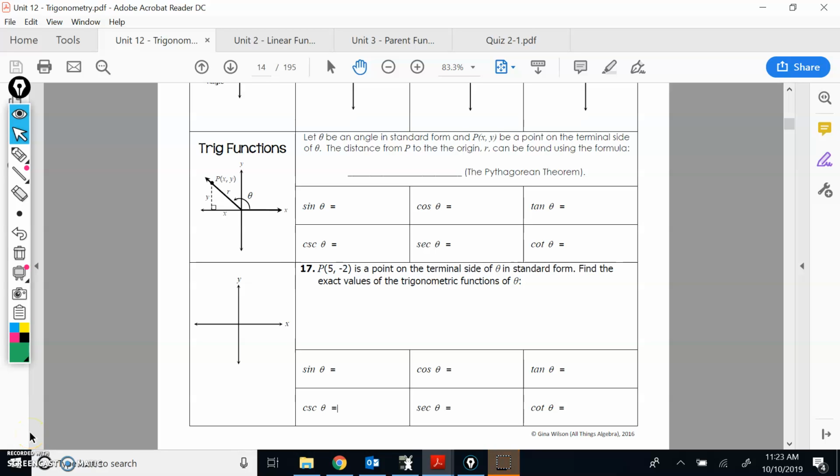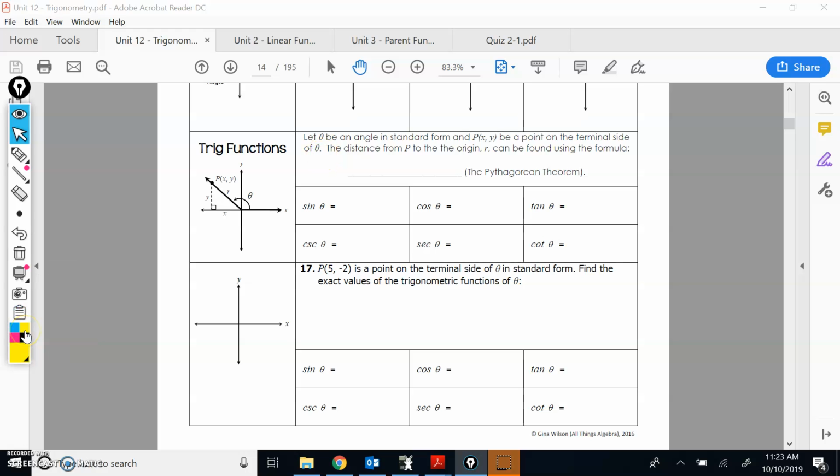Guys, today's video is a little bit more talking about the unit circle. This is the continuation of the last part of this page's notes at the bottom. Let's read this together. Let theta be an angle in standard form, and P of the point x comma y is a point on the terminal side of theta.